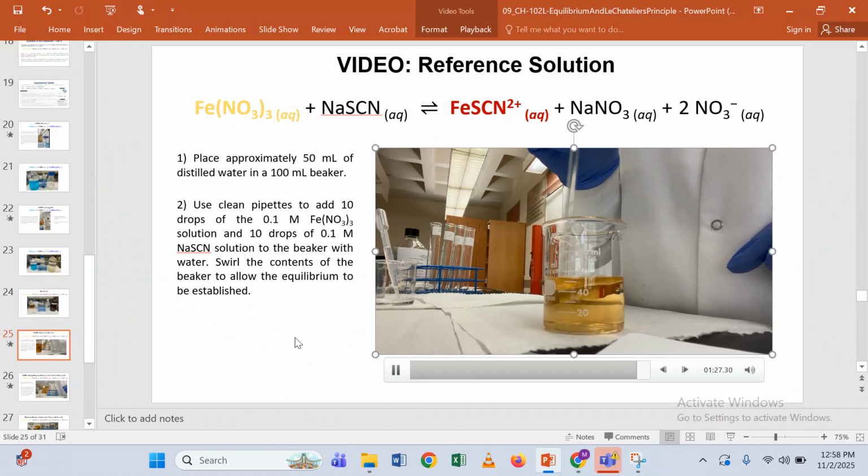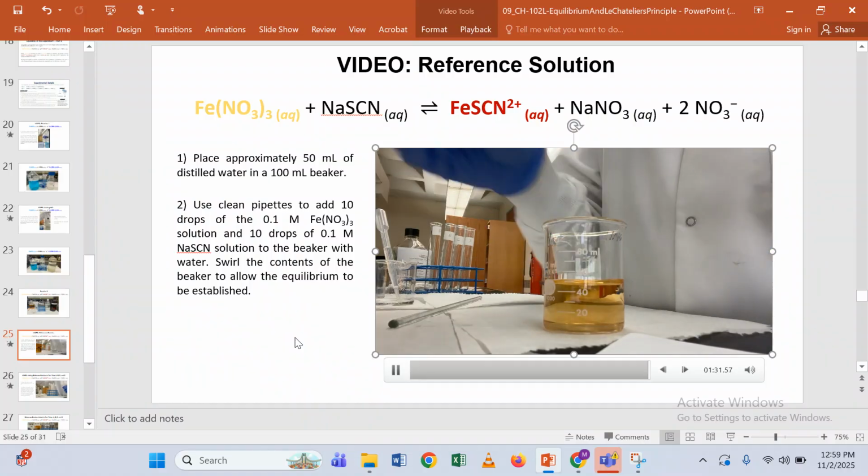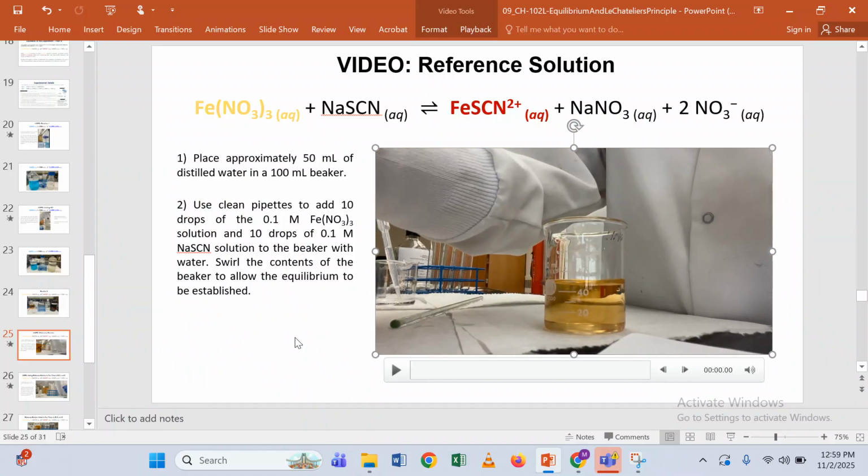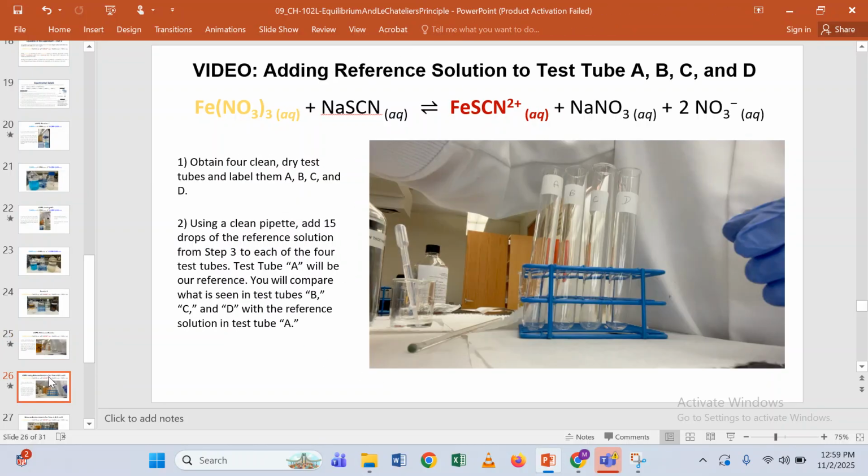It's like a magic trick, and we see it's becoming a little bit reddish. So when you add sodium thiocyanate, it's still yellow because we added a lot of FeNO3, but because we are also adding the NaSCN, we did see some red, which means it's shifting to the right. So this is when we shift to the right.